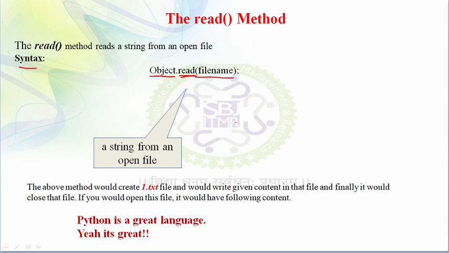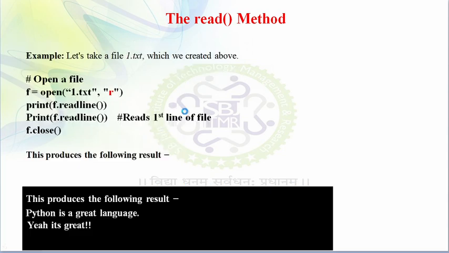Here the passed parameter is the number of bytes to be read from the open file. This method starts reading from the beginning of the file, and if the count is missing, then it tries to read as much as possible, maybe until the end of the file.